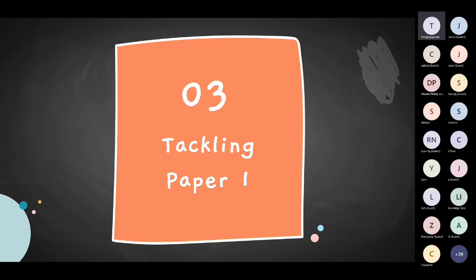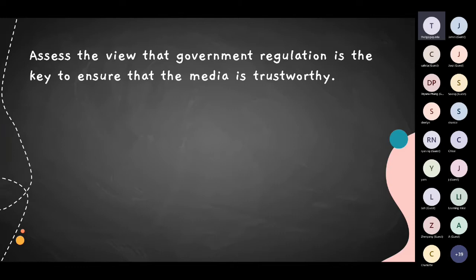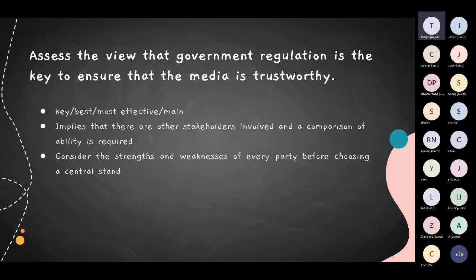Okay, so without further ado, I'll jump straight into some of the essay types. The first type that I'll be tackling are key questions. Next slide. Assess the view that government regulation is the key to ensure that media is trustworthy. Okay, how about we just press all the points? Is it one, or yeah, okay, it's just 1 point.